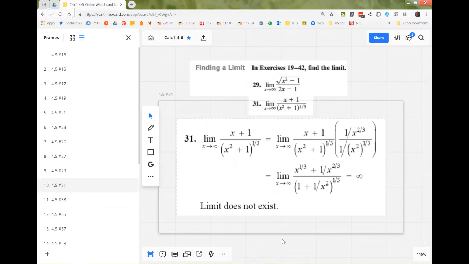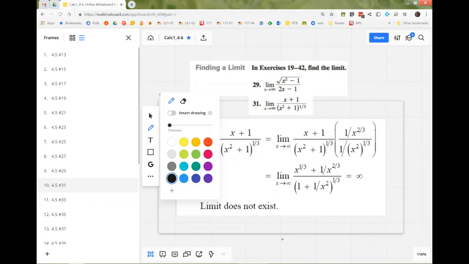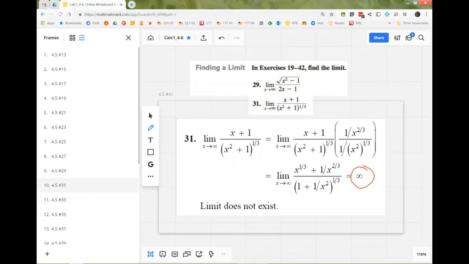In my style, I prefer this answer right here. When you say something has a limit of infinity, in effect you're saying there's no limit, because infinity isn't a point. It just keeps going. So I'd rather just say infinity.